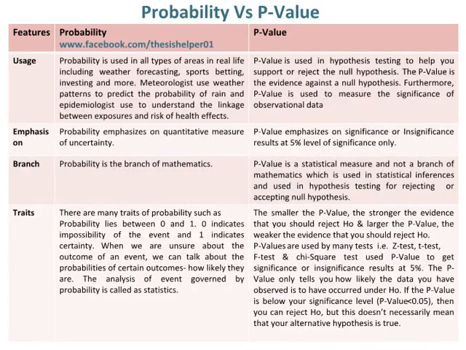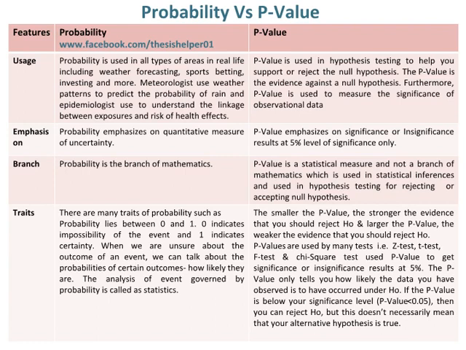Probability is used in all types of areas in real life, including weather forecasting, sports betting, investing and more. Meteorologists use weather patterns to predict the probability of rain, and epidemiologists use it to understand the linkage between exposures and risk of health effects. Whereas, p-value is used in hypothesis testing to help you support or reject the null hypothesis. The p-value is the evidence against a null hypothesis. Furthermore, p-value is used to measure the significance of observational data.